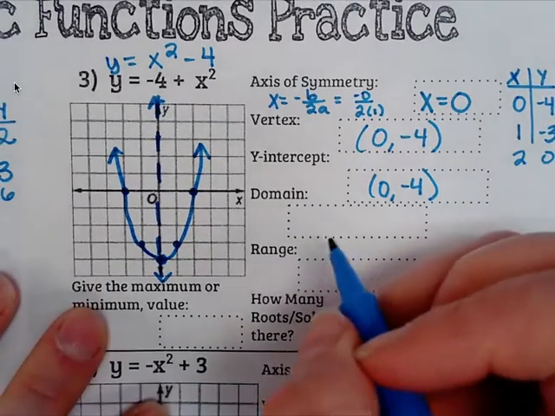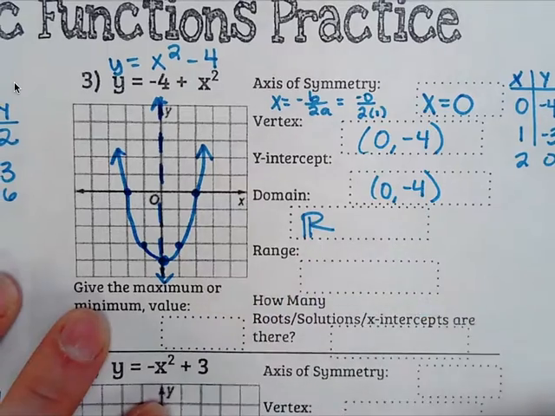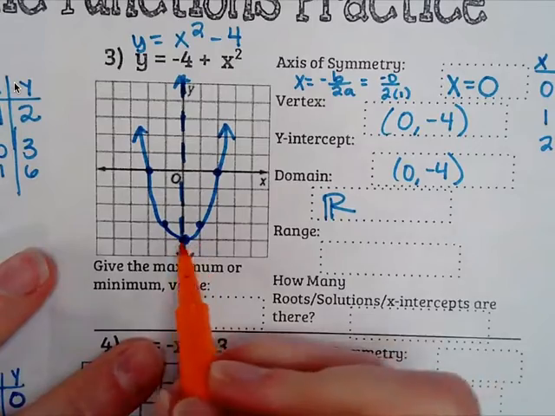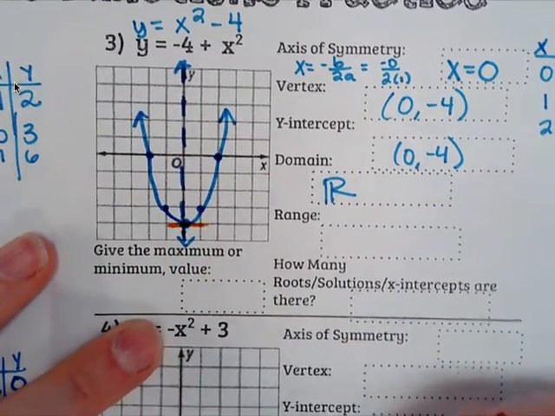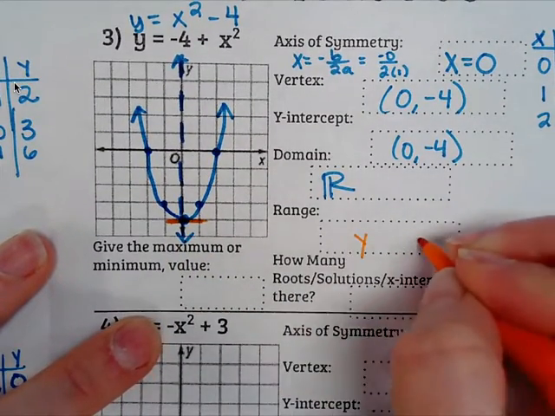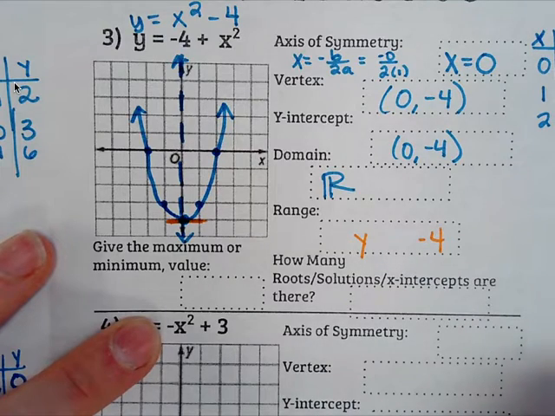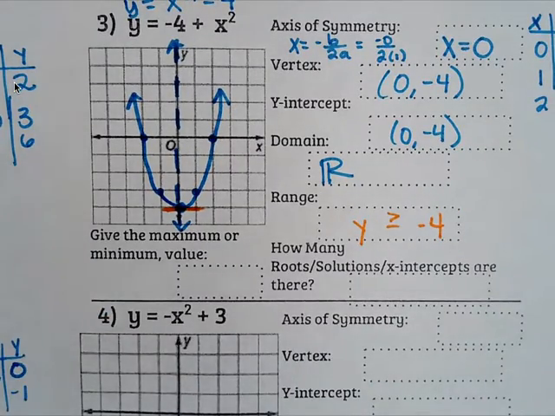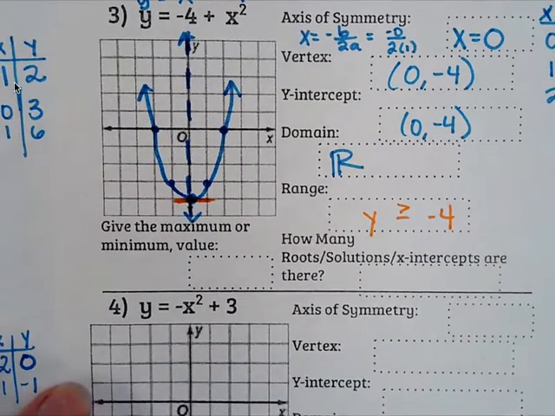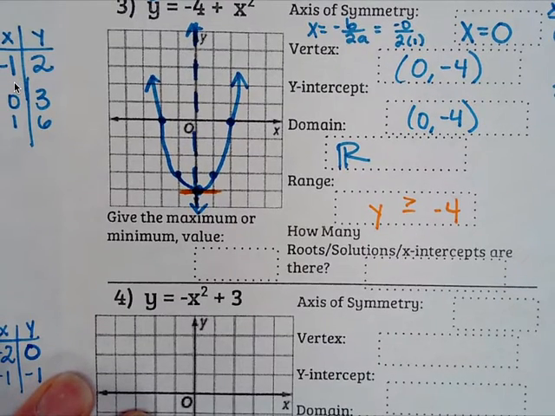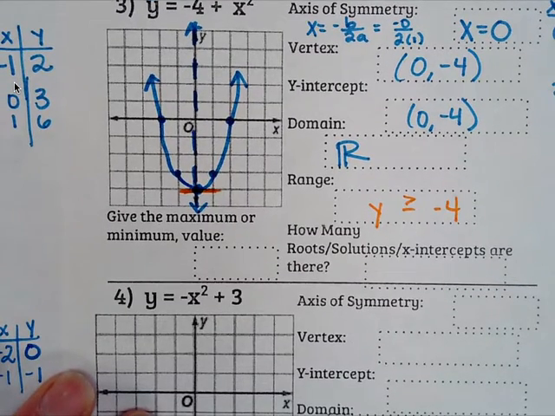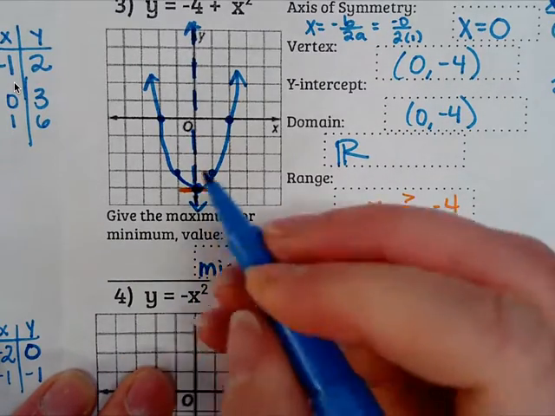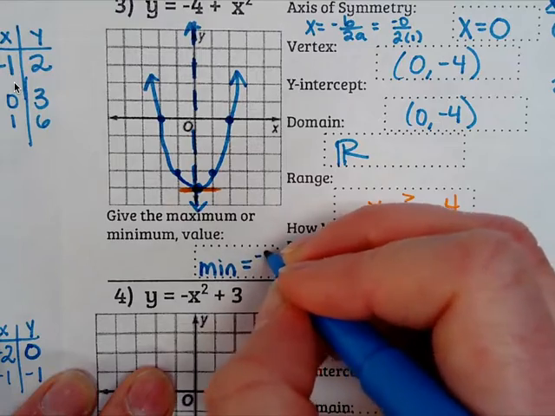Okay, the domain. All real numbers. It's going to go left and right forever. The range. It's the Y. It's going up, so it's going to be greater than or equal to -4. Do we have a max or a min? And what is that min? What is the smallest number it can be? The lowest. What is it? -4.